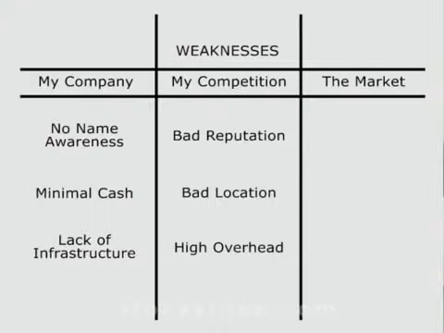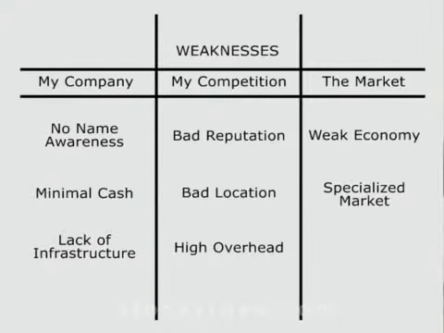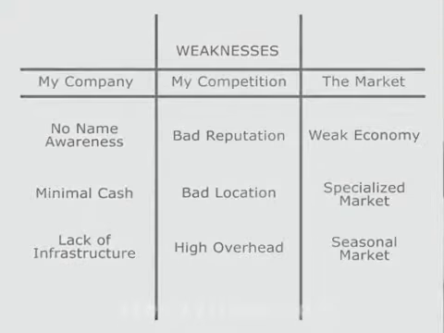And in the third column, all of the weaknesses relative to the market. For example, if the economy is weak, or if it's a very specialized market, or maybe a seasonal market, those could all be weaknesses. At the top of the third page, write the word opportunities, and I bet you know what comes next.